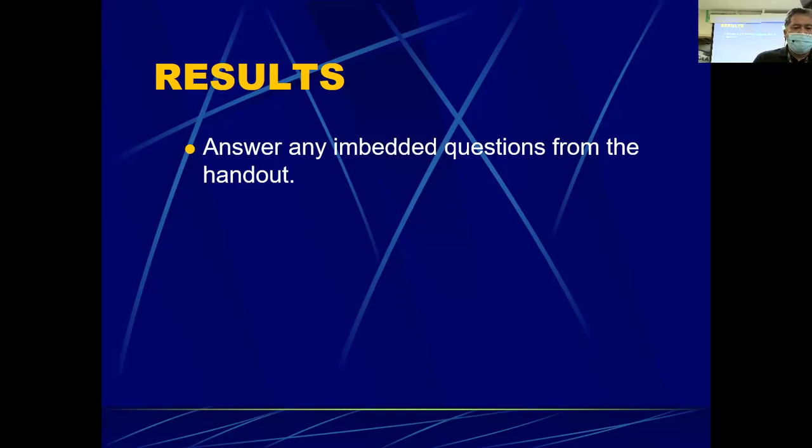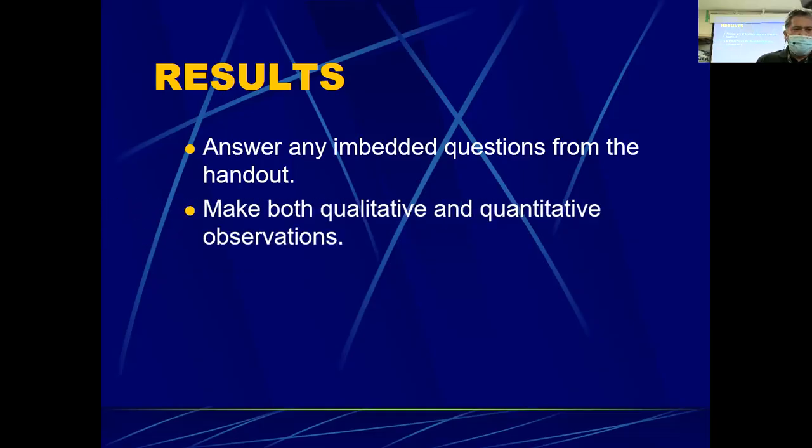But the reason we're doing this is so that you can have this at the beginning of your lab manual or your lab book for easy reference. So answer any embedded questions from the handout. The second one says make both qualitative and quantitative observations here. Remember, a qualitative observation we learned in the measurement lecture. The qualitative is describing the quality of something.